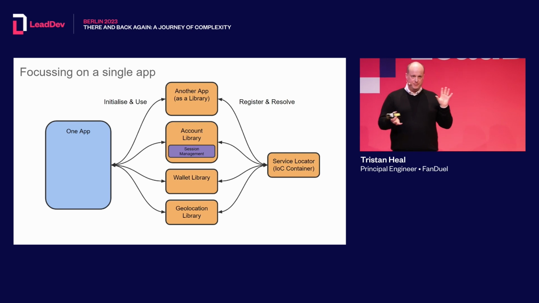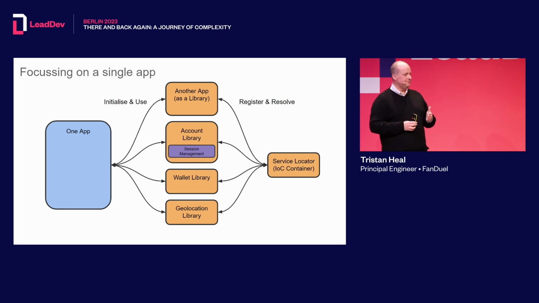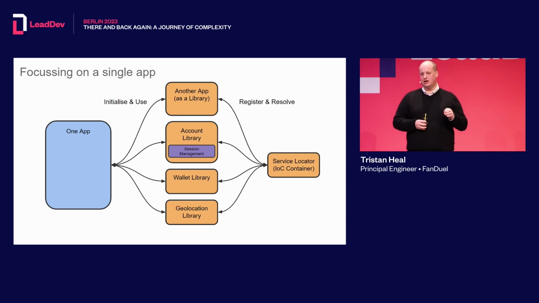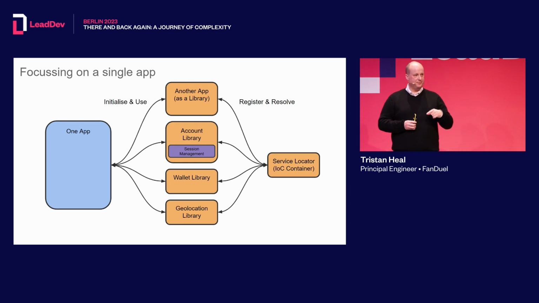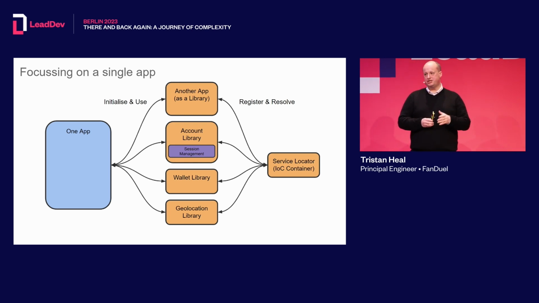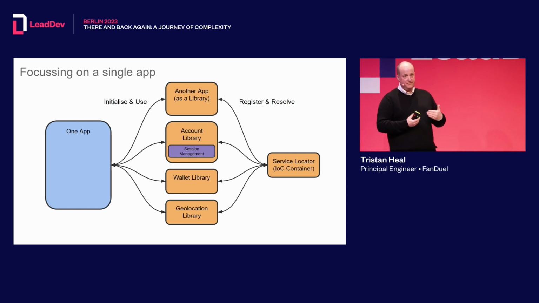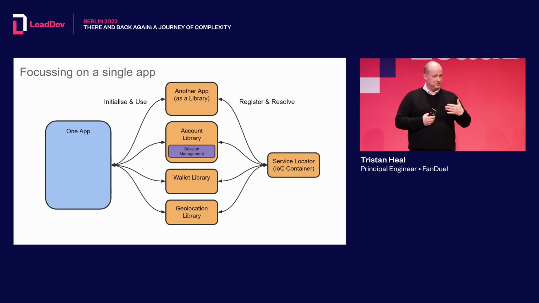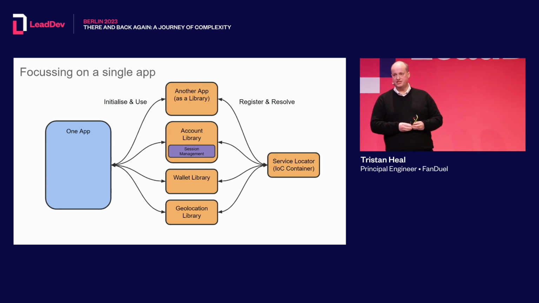So the consuming app depends on the libraries, and the only thing it is required to do is call initialize on those libraries. And when you call initialize on those libraries, that registers that library as an implementation of a particular interface against the IOC container. Then when anything wants the services of that particular library, they just resolve the implementation of that interface from the IOC container.